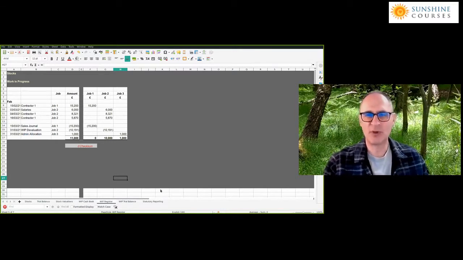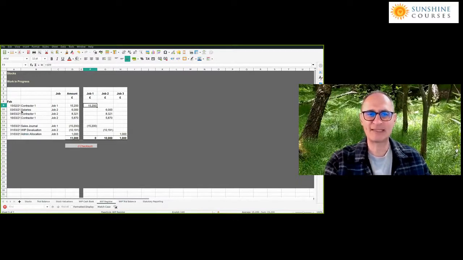You look at the jobs and you actually don't know which job the salaries were paid to, particularly if they were split between the two of them. How much went to job 1, how much went to job 2. So generally, you're always going to be keeping a register like this. If you use computerized accounting, it's really trivial because the computer does this all for you. But in this case, in February, we paid the contractor £15,200. All of that went to job 1.